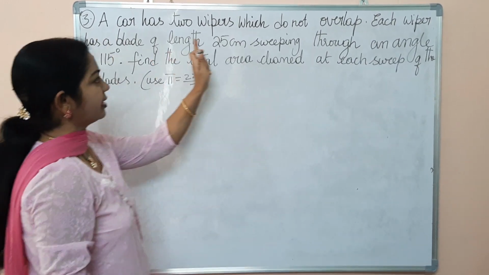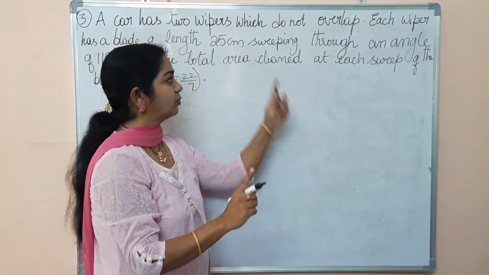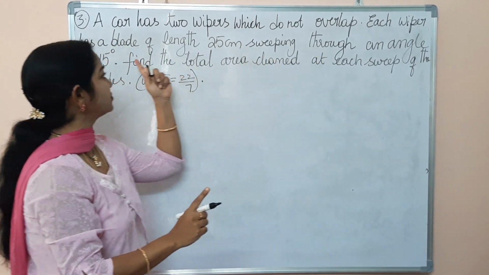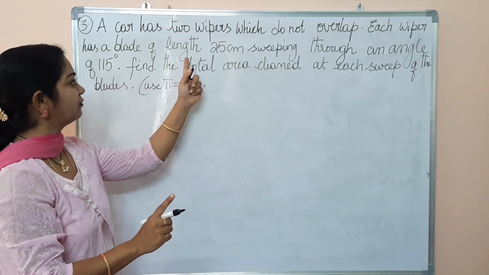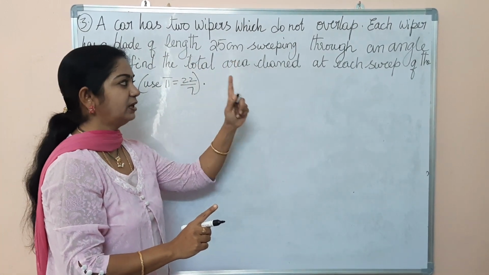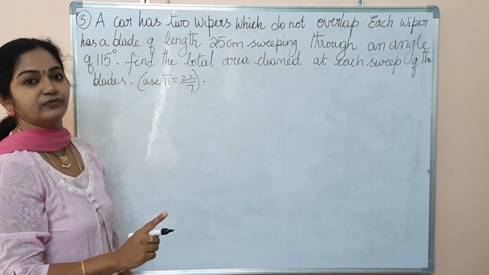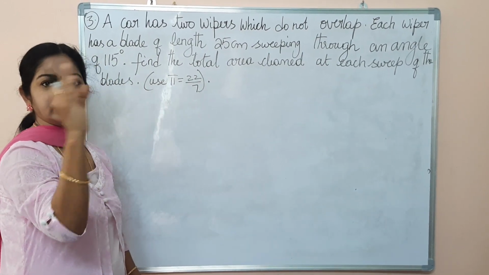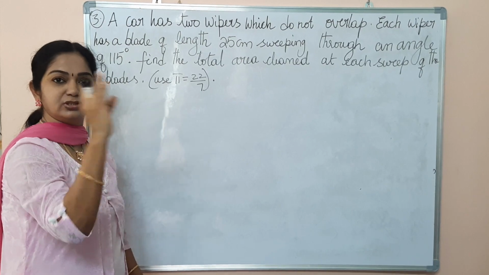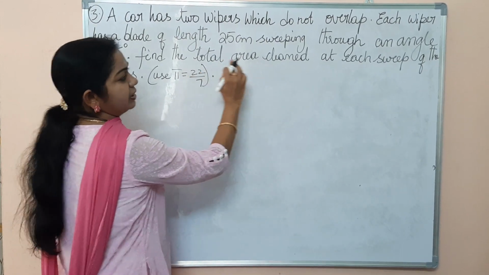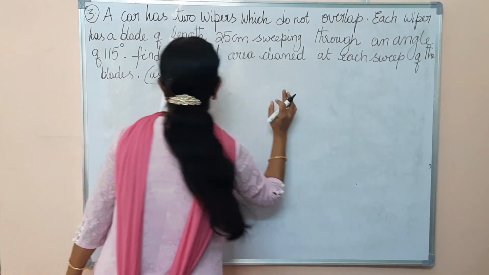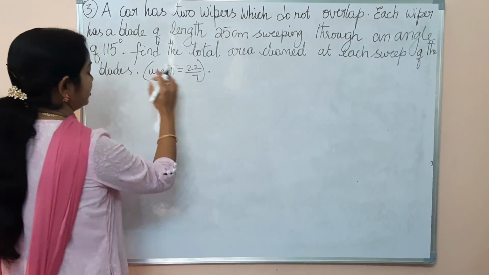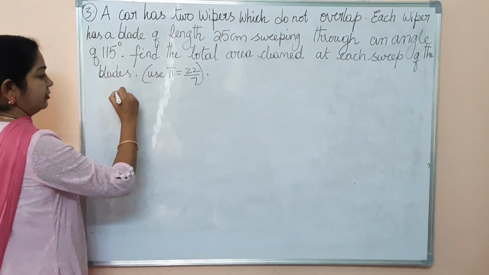That means a car has two wipers which are not overlapping. Each wiper is sweeping, each wiper of length 25 centimeters. It is sweeping through an angle of 115 degrees. The wipers which are used in the car for removing the droplets. The total area cleaned at each sweep. For one sweep, how much is the total area cleaned? That we need to find out.